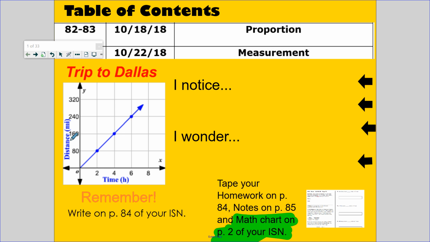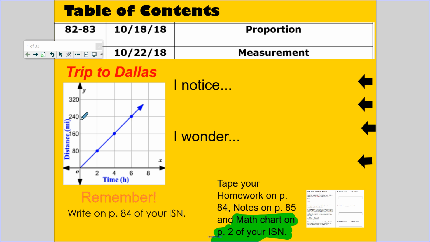I noticed that in 2 hours, a trip to Dallas, I guess in 2 hours they drove 80 miles. In 4 hours, they drove 160 miles, and in 6 hours, they drove 240 miles. I don't know, I wonder why they're going to Dallas.